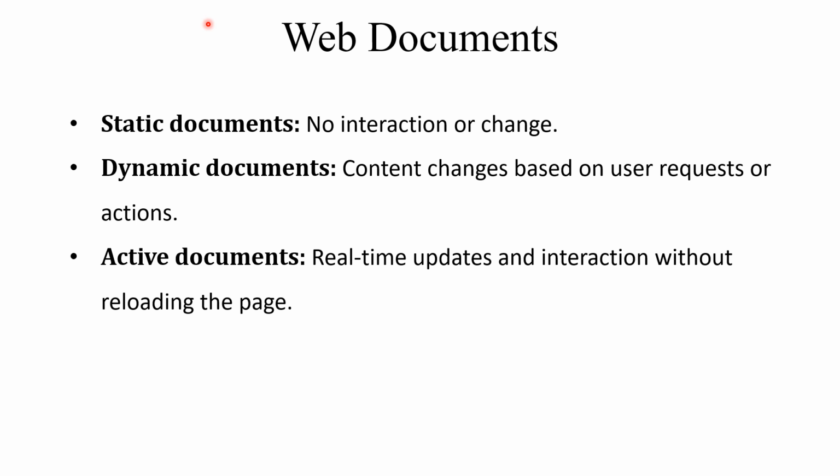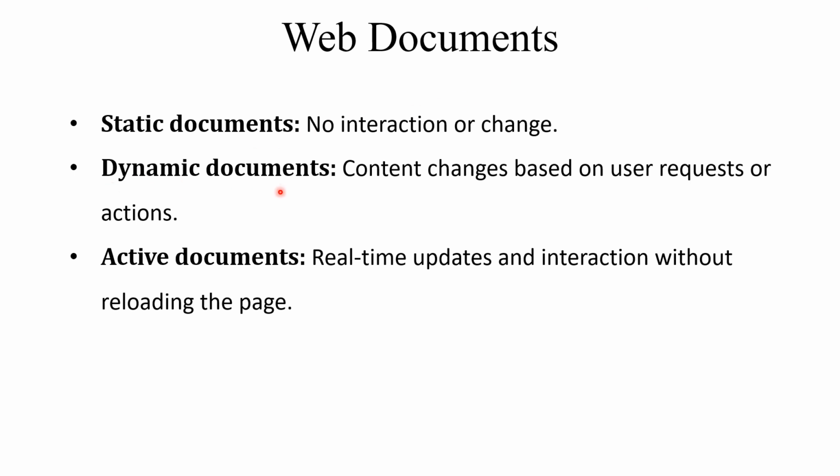Web documents. In the world of web development, documents or web pages are classified into three types based on how they are created, interact with the users, and update their content. These types are static documents, dynamic documents, and active documents. Static documents are web pages whose content is fixed and does not change unless the web developer manually updates the content. They are the simplest form of web content.